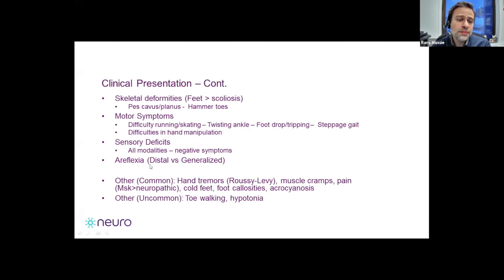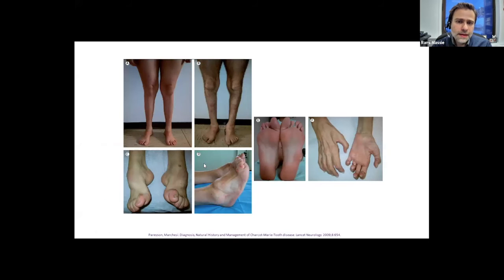And then on examination, they should have some loss of ankle reflexes. And one of the only clues, I would say, between an inherited and an axonal neuropathy clinically without having an EMG is to look at the reflexes, because often axonal neuropathies will have only distal areflexia, whereas inherited neuropathies will give you generalized areflexia. This is just some pictures.